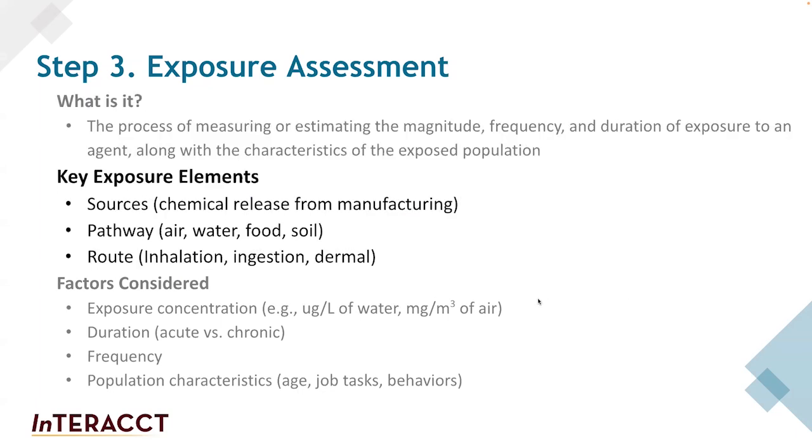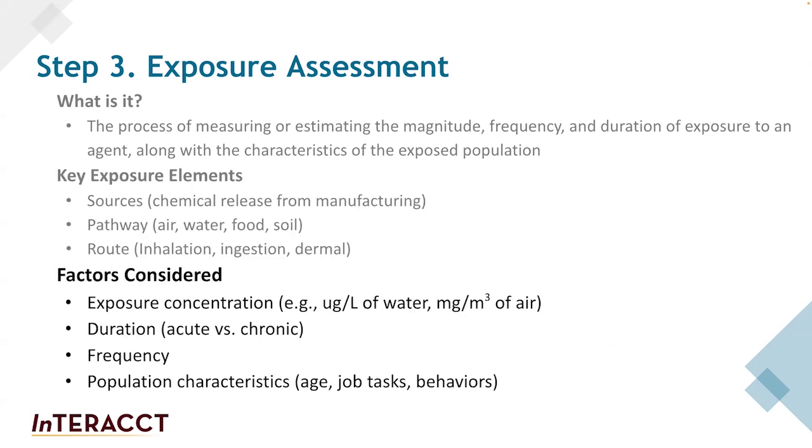There are several key elements involved in this process. We start by identifying the source of exposure, for example, a chemical release from a manufacturing facility. Next, we consider the pathway, such as whether the agent moves through air, water, food, or soil. And then the route of exposure, meaning how it enters the body by inhalation, ingestion, or dermal contact.